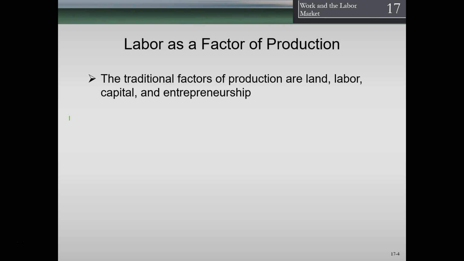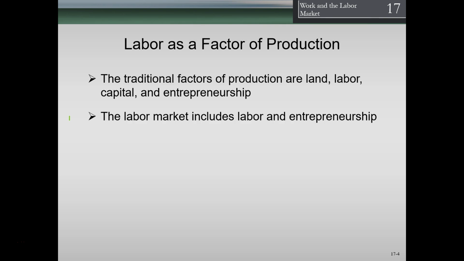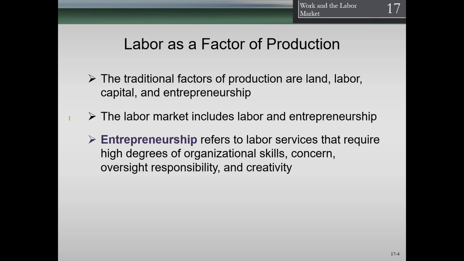So labor as a factor of production. The traditional factors of production are land, labor, capital, and entrepreneurship. Remember, when we think about something like a car, oftentimes we think about the stuff in it, like the rubber and this type of stuff. But we need to remember that it also consists of labor and capital and entrepreneurship. The labor market includes labor and entrepreneurship, and we can picture what labor is. Entrepreneurship refers to the labor services that require a high degree of organizational skills, concern, oversight, responsibility, creativity.